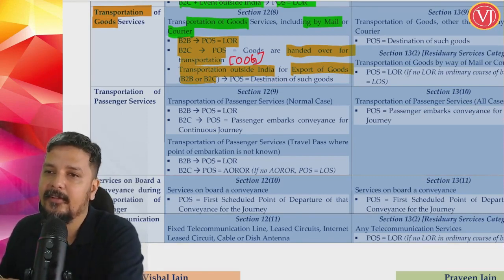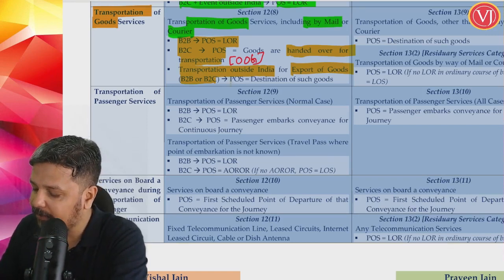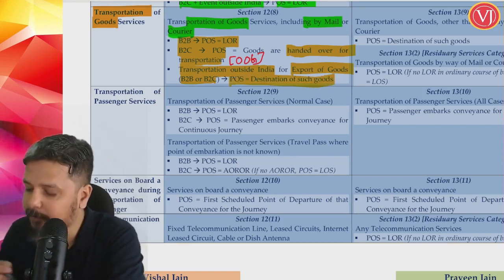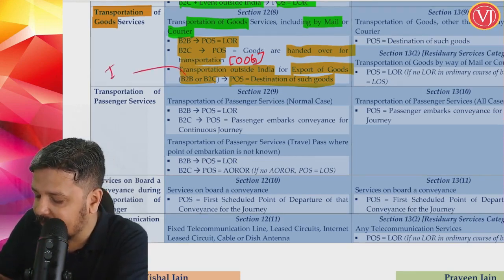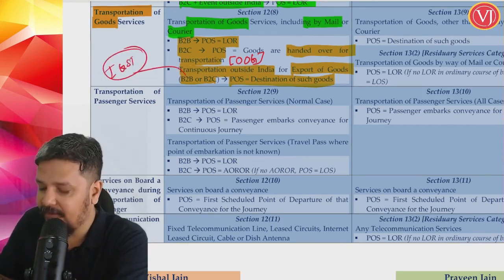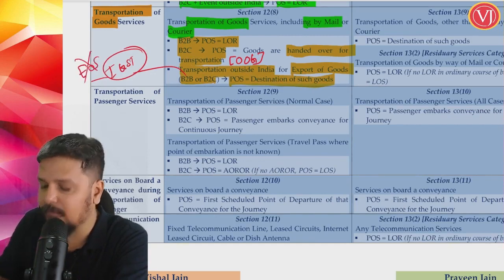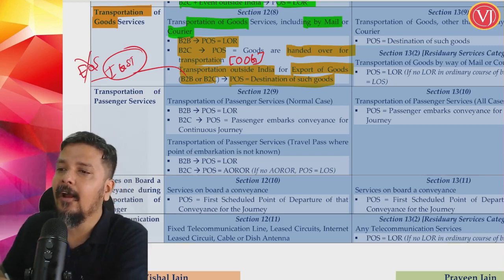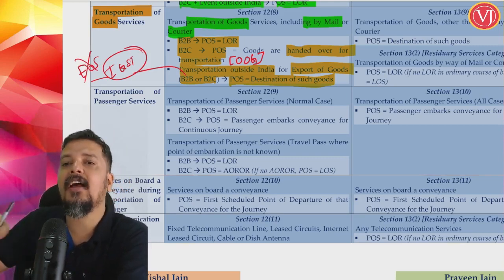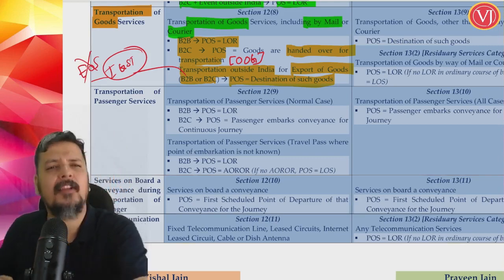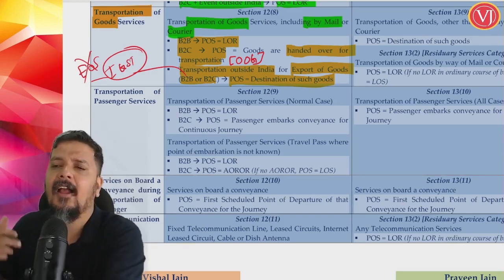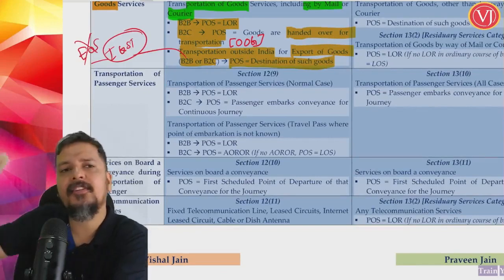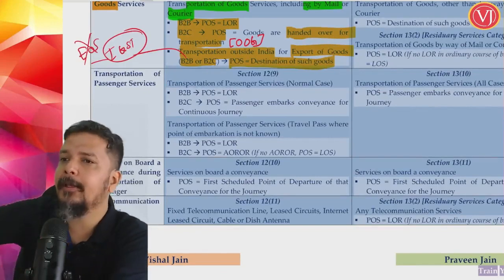In that case, your place of supply is the destination of goods. It does not mean that it is export. This is a transaction which will surely be IGST, but it is not export of services. Why? Place of supply will be outside India because the goods are transported for export purposes, meaning the goods are going to go outside India, and the place of supply is the destination of goods, which is outside India. So your POS is outside India.